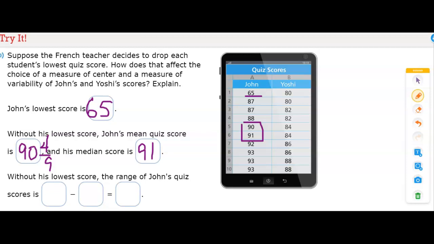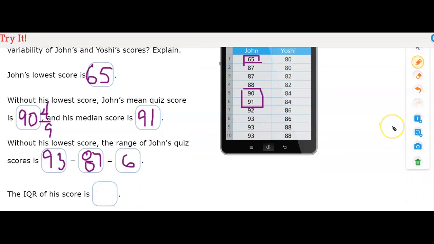Without his lowest score, the range of John's quiz scores is blank. So first, let's look for his lowest. His lowest score is that 65 that we talked about earlier. So if we take that out, his lowest score now is 87. His greatest score is 93. Then you subtract them and you get a 6. And so his range will be 6 points.